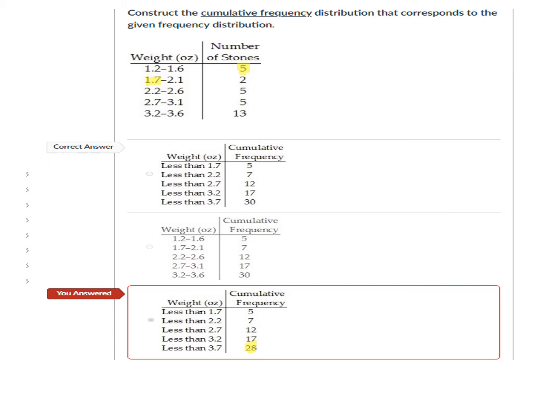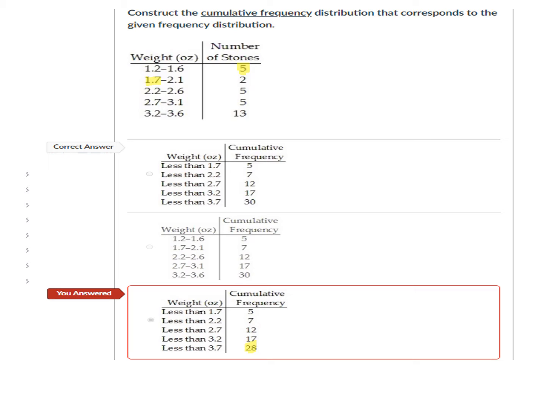Here you were asked to produce a cumulative frequency. Cumulative simply means the number of items you count in one particular row plus everything that preceded it, cumulative. So it starts out here, less than 1.7. Well, less than 1.7, there were 5 stones that were less in weight than 1.7. So 5 is correct, all right? Now, how many were less than 2.2? Well, those 5 plus an additional 2 more, which gives you a total of 7.